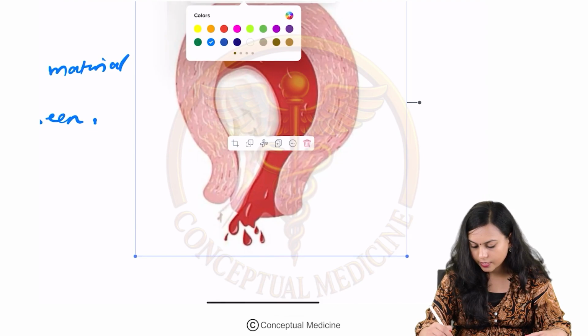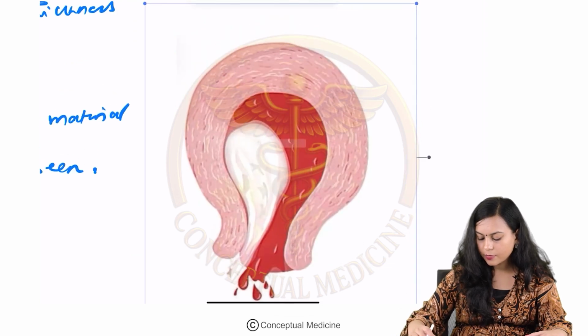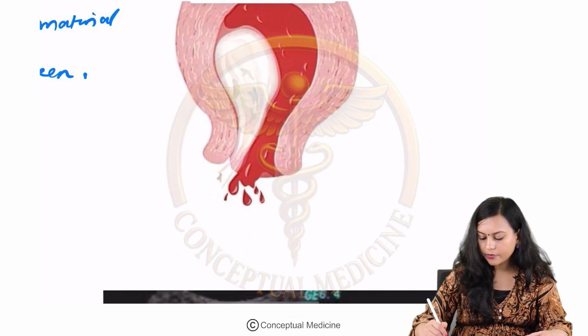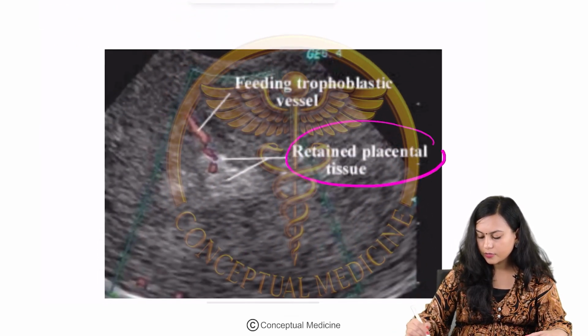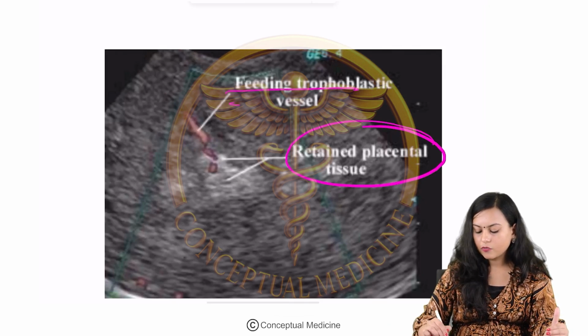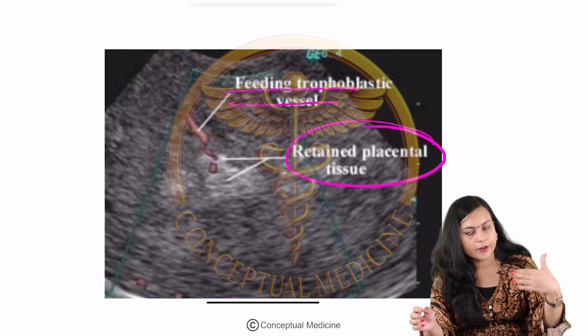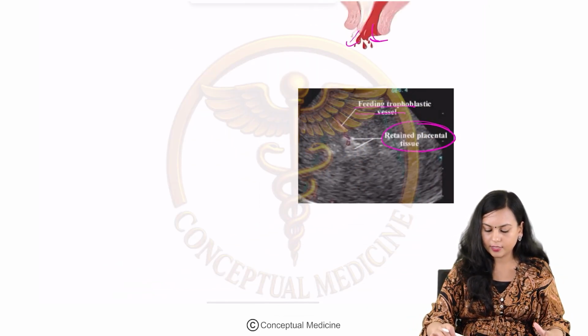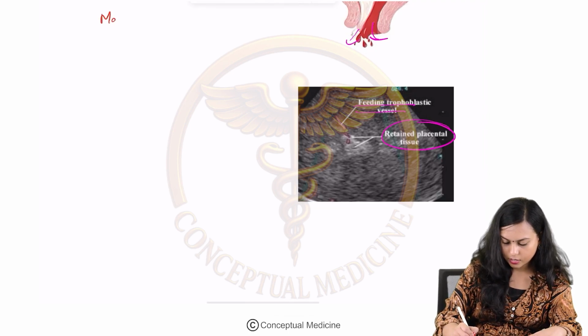So, this is a case of incomplete abortion. The embryo is not seen, so some of the products of conception have already been expelled. There is heavy bleeding, and some retained placental tissue is seen, and there is a feeding trophoblastic vessel, meaning that it is the products of conception only and not a blood clot or something, right? Yes. Now, how will you manage this case?